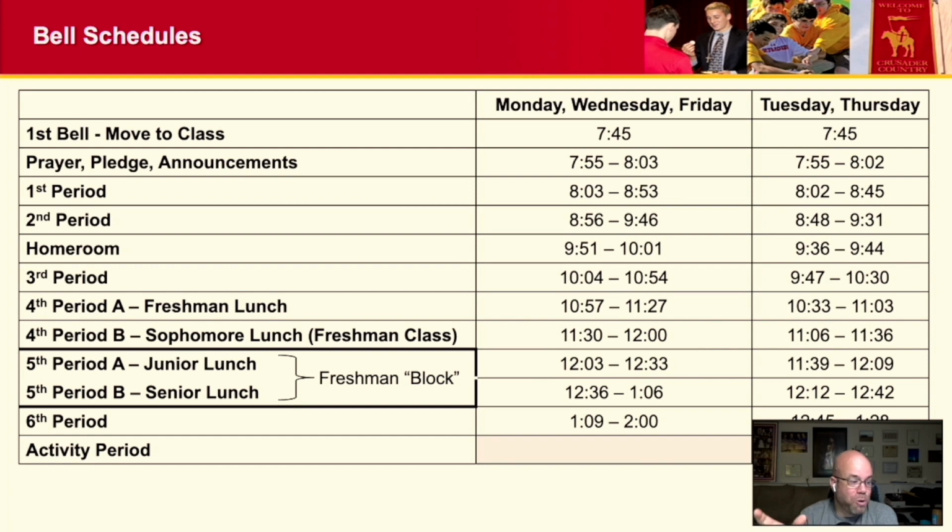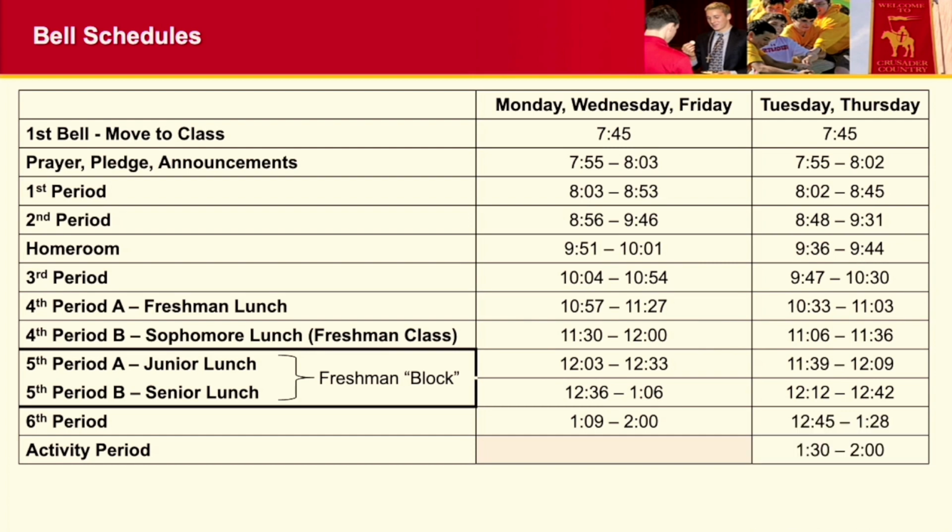Okay? During period 5 is when the juniors and seniors eat, so you have a 63-minute block, which we call the block period. For freshmen and sophomores, period 5 is the block period. And then 6th period, and then you're done for the day at 2. All right? And then on Tuesdays and Thursdays, the activity period is from 1:30 to 2. That allows you time to go to either your Tuesday or your Thursday activity.